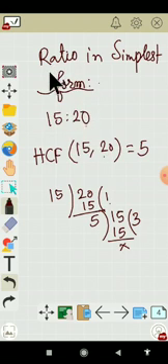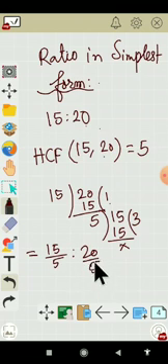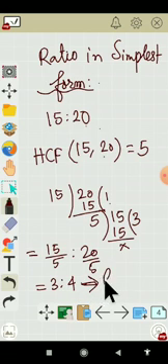But we know if you want to make any ratio in simplest form, then the HCF of the first and second term should be 1. So if you want to make it 1 here, we have to divide by the non-zero number 5. So if we divide 15 by 5 and 20 by 5, we will get 3 is to 4. So this one now is in simplest form. So this is the required simplest form.